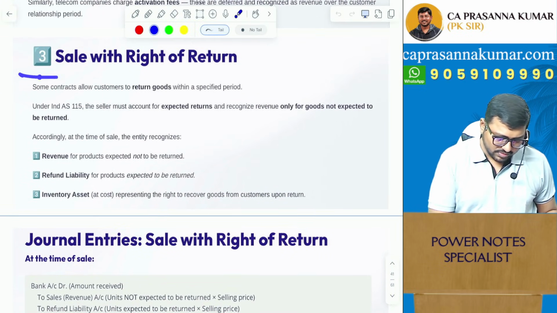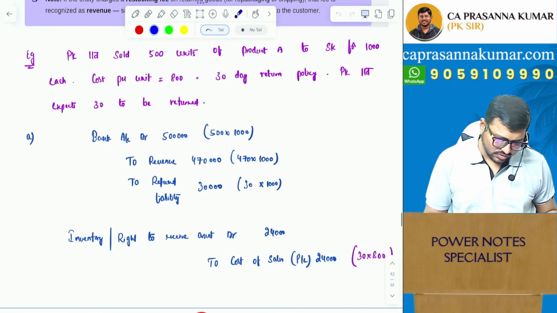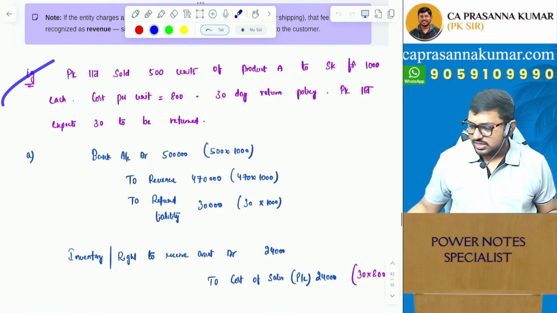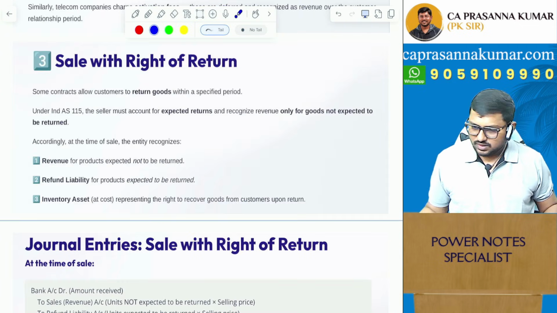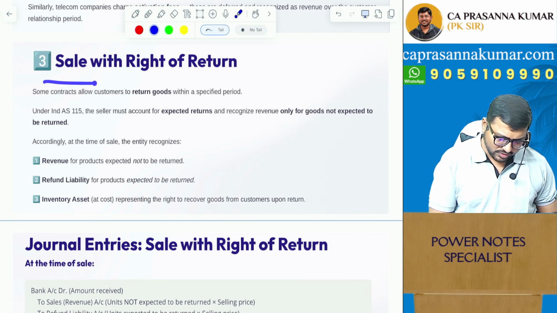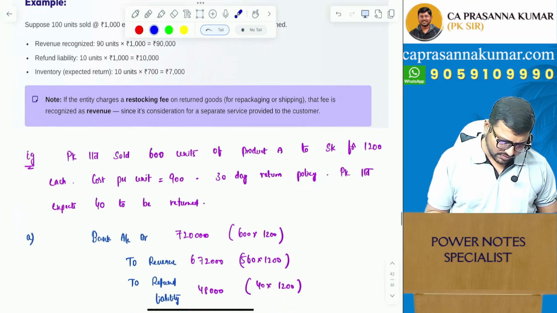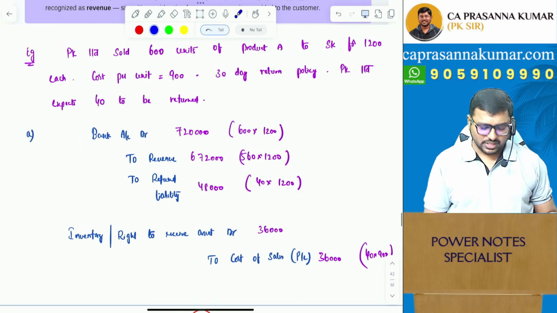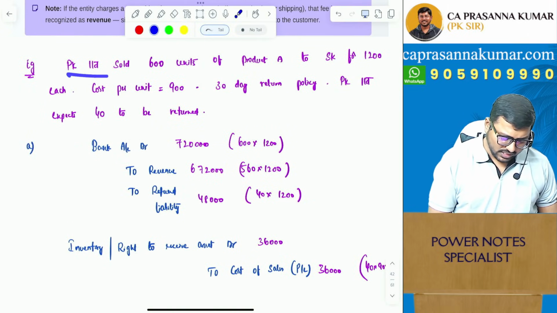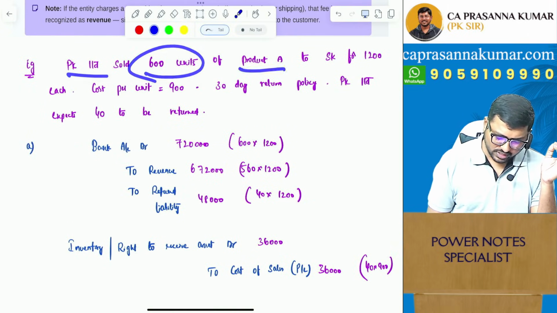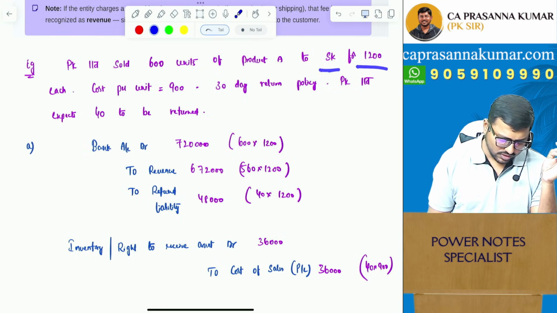The next concept is sale with right of return. Let's look at this example. You'll be able to understand that. Now, the next concept is sales with right to return. Very simple. All these entries and the concept, everything, I'll try to explain to you with the help of a simple example. Okay, see here. PK Limited sold 600 units of a product A to SK for 1200 each.